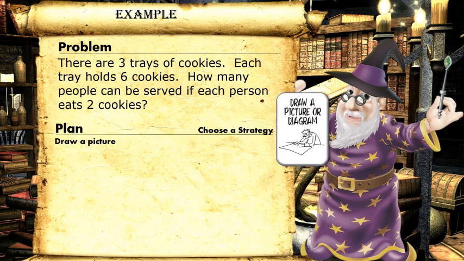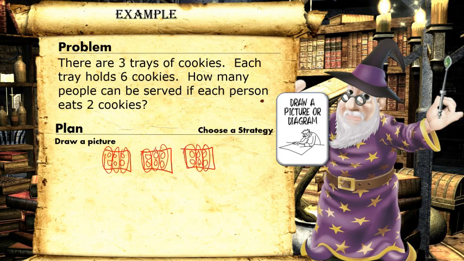Now, let's draw the 3 trays. Then, we want to draw the 6 cookies on each tray. Since each person is getting 2 cookies, I'm going to circle groups of 2.